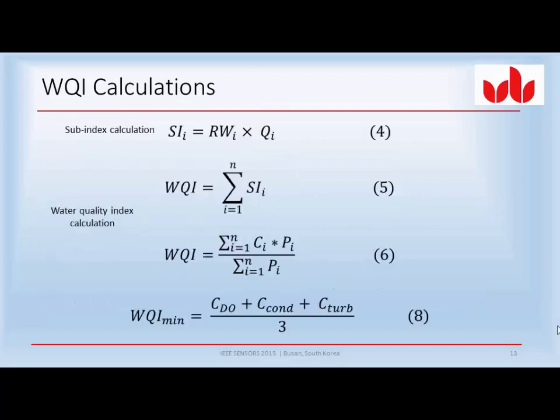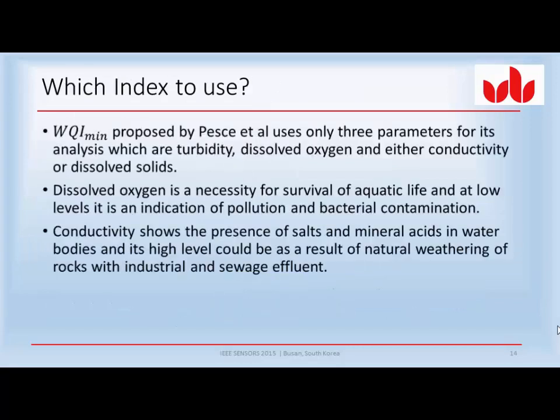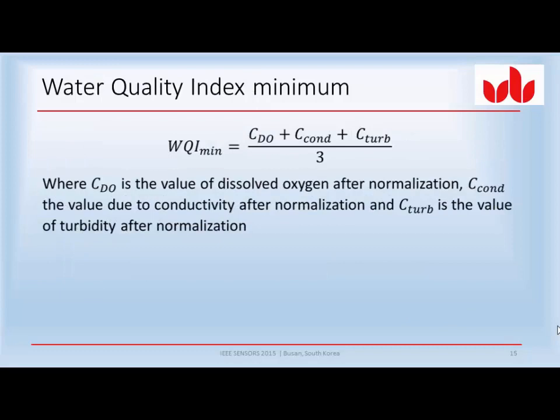What I'm going to very quickly go into is our water quality minimum, or water quality index calculation. This is the method that we have used, and it uses the parameters for only three of the water quality indices, which are dissolved oxygen, the conductivity, and turbidity. And we take a mean of all of them.